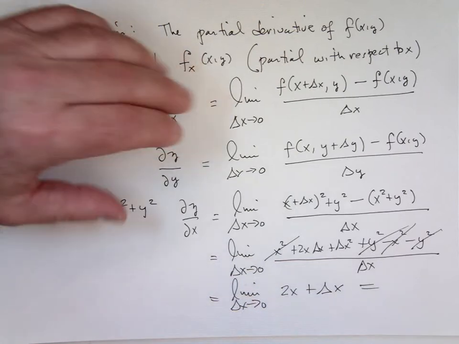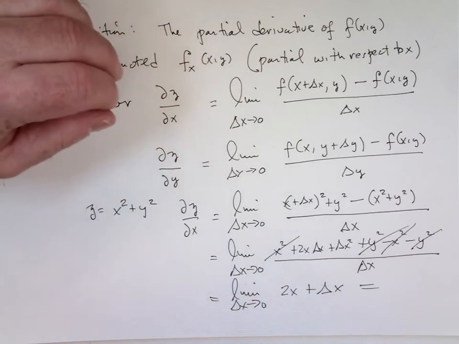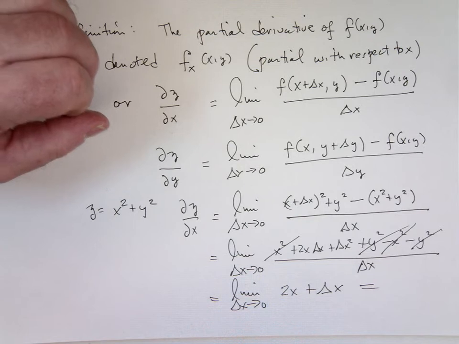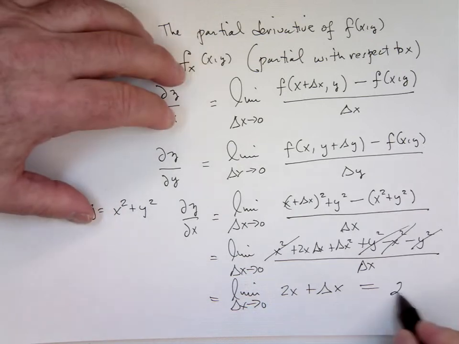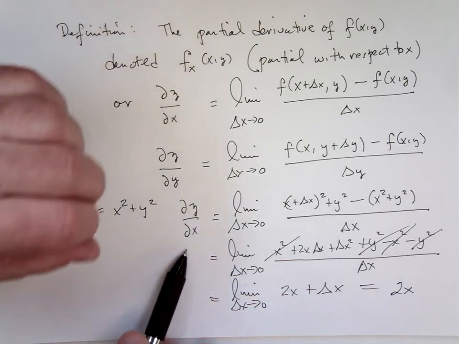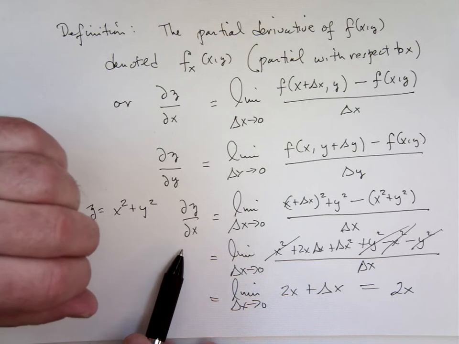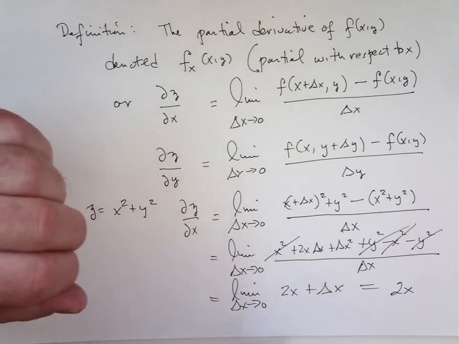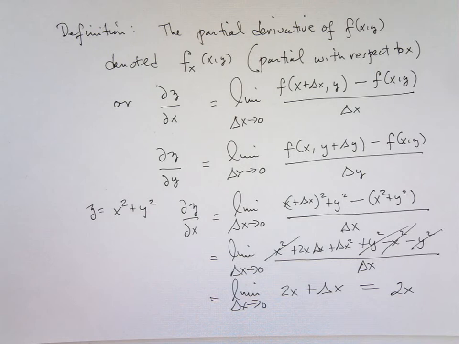What's the limit as delta x goes to 0 of 2x plus delta x? 2x, you bet it is. That partial derivative of our function with respect to x is 2x. Okay? The slope of the tangent line. Here's the point on the paraboloid.